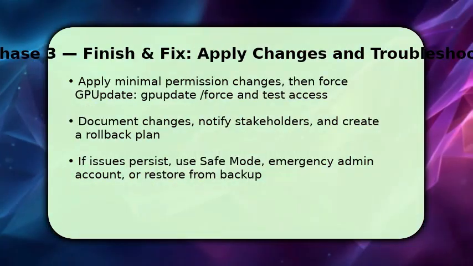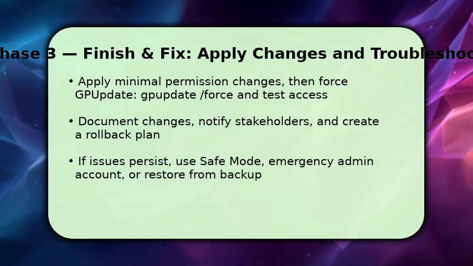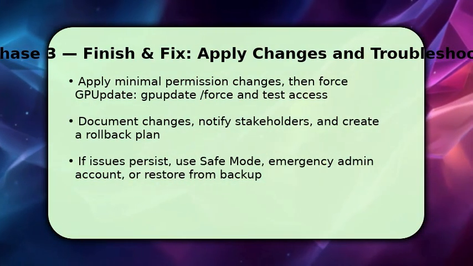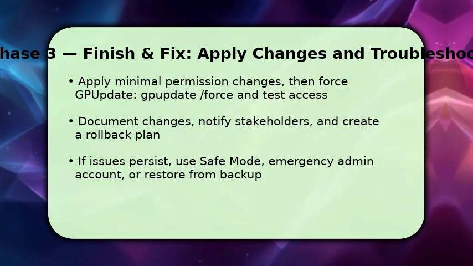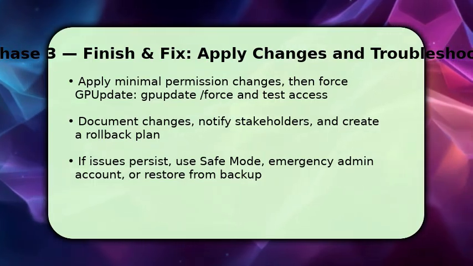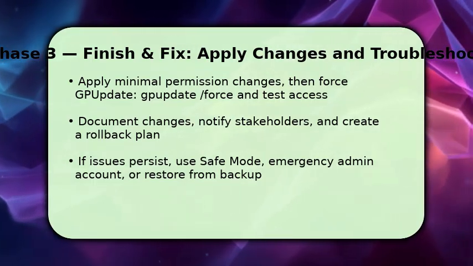Finish by applying the minimal permission changes you identified, then force a policy refresh with gpupdate /force and immediately test the affected workflows. Make sure to document every change and notify stakeholders, and prepare a rollback plan in case something breaks.